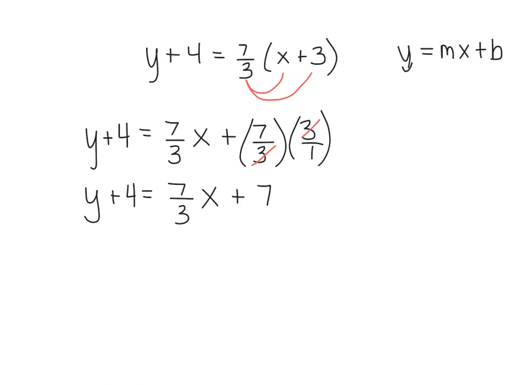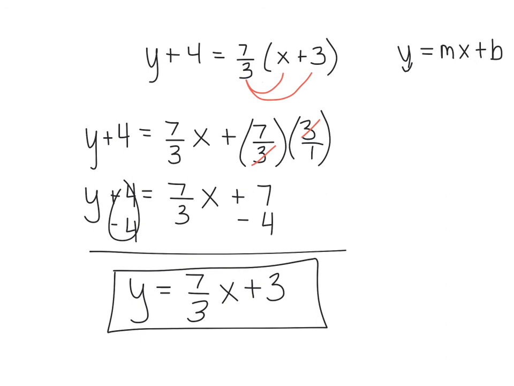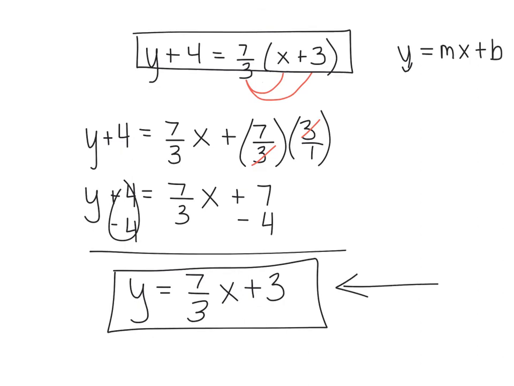Now we want to isolate that y by subtracting the 4 on both sides. And we have y equals 7/3 x plus 3. And that's because a positive 7 minus 4 is 3. And this is the slope-intercept form of the equation. So again, MyMathLab asked you for two things. It asked you for point-slope, which was that equation, and then it asked you for the slope-intercept, which was this equation.